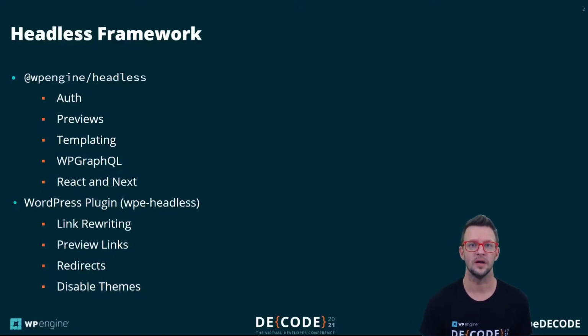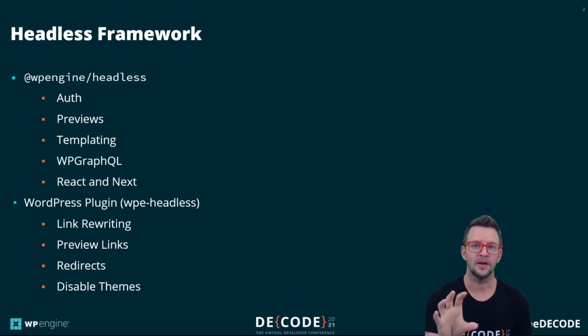All right, real quick before we get into the demo. This is the Headless Framework. These are the kind of things that we're tackling right now today, and we have a roadmap of a lot of things that we want to do in the future. It's broken into two parts. We have a plugin that's responsible for making WordPress a really great headless CMS. Then we have our NPM package that's there to help you build really great front-end experiences with JavaScript.